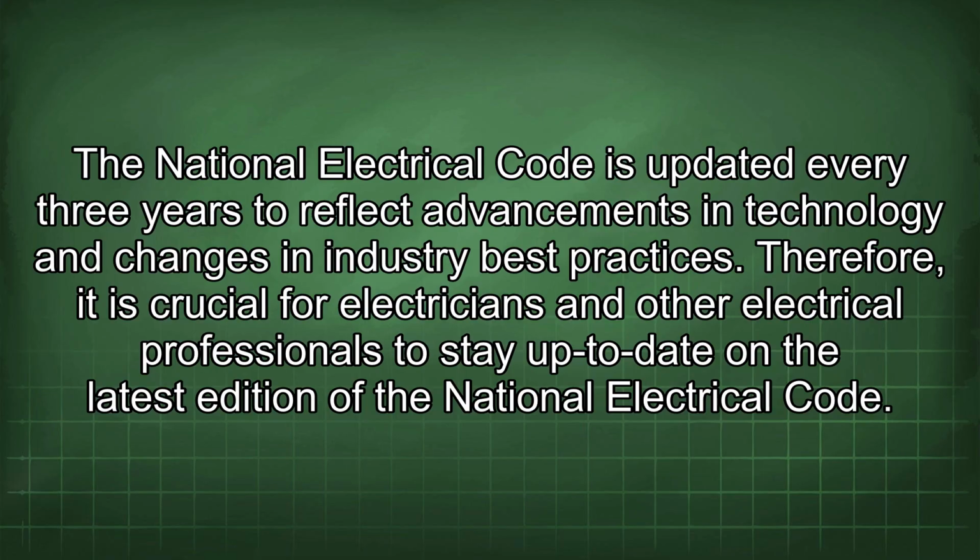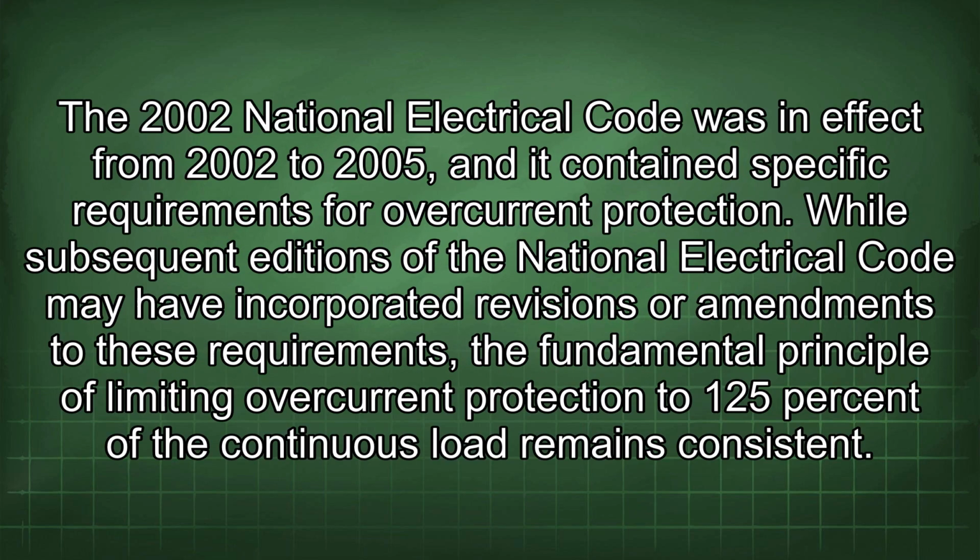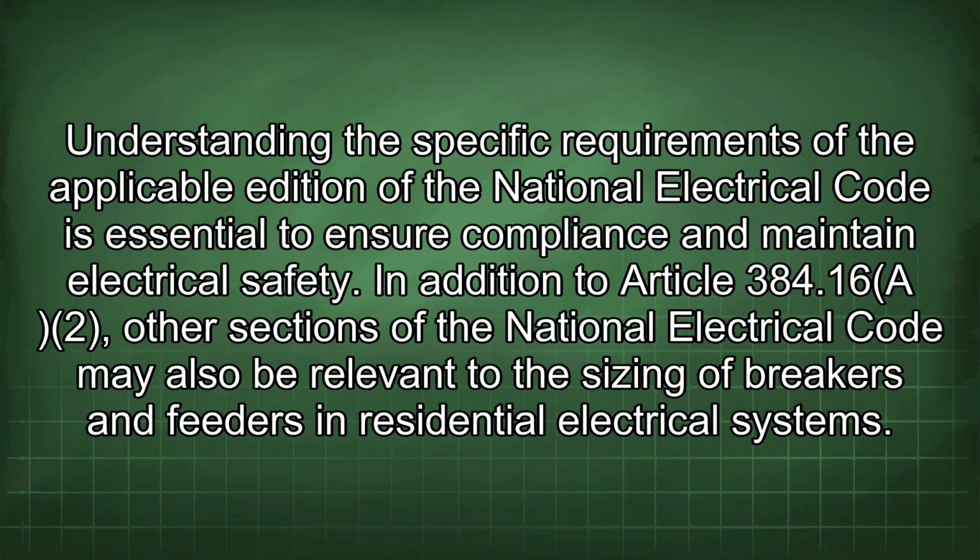The 2002 National Electrical Code was in effect from 2002 to 2005, and it contained specific requirements for overcurrent protection. While subsequent editions of the National Electrical Code may have incorporated revisions or amendments to these requirements, the fundamental principle of limiting overcurrent protection to 125% of the continuous load remains consistent. Understanding the specific requirements of the applicable edition of the National Electrical Code is essential to ensure compliance and maintain electrical safety.